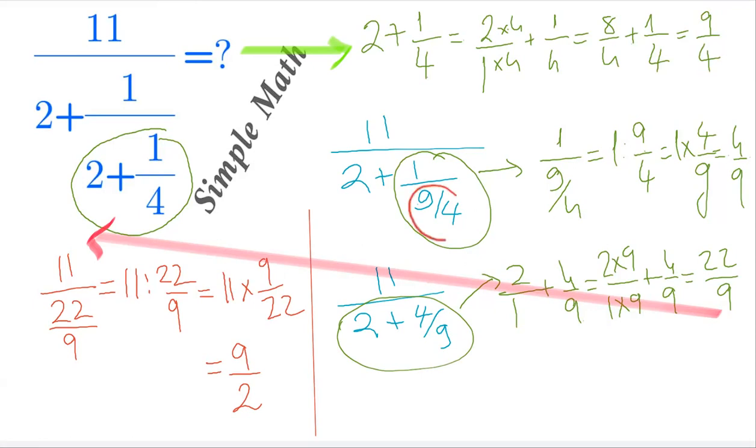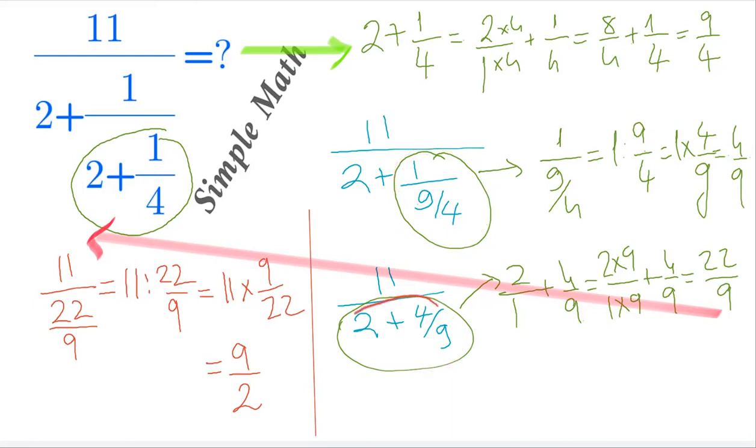After you get 9 over 4, we have 1 over 9 over 4. Let's first complete this part. 1 over 9 over 4 is a division, so it is 1 divided by 9 over 4. For the division, we change division into multiplication and we flip the fraction. So it becomes 4 over 9. After we multiply it, we get 4 over 9. So we completed this step, it becomes 4 over 9.